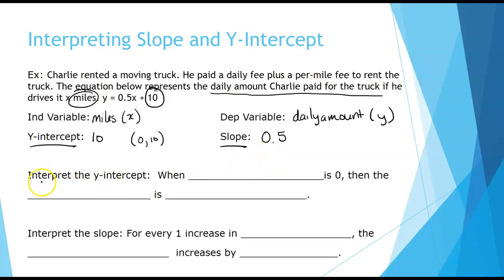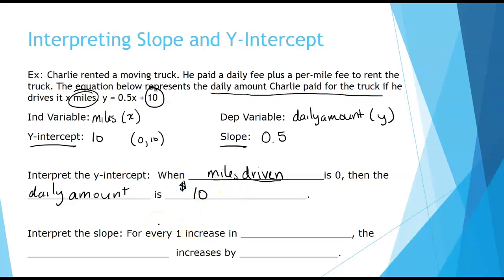So let's see if we can interpret this by filling in the blanks. To interpret the y-intercept, in this blank always goes whatever our independent variable is. So when miles driven is 0, because that's our independent variable, then whatever our dependent variable is goes in the next blank. Then the daily amount is, and then the number in here is just the y-intercept, and I should always put units on there.